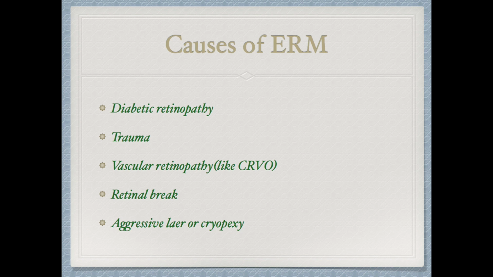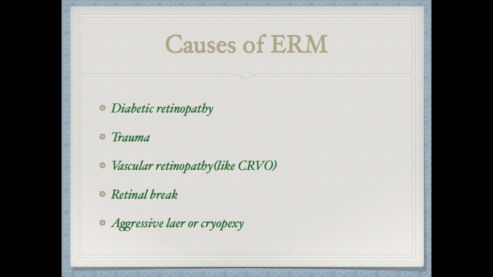The second cause is trauma with release of cells which may settle on the surface of the macula with formation of epiretinal membrane. The third one is vascular retinopathy like CRVO with secondary new vessels and the formation of fibrovascular membranes. The most important cause is retinal break.